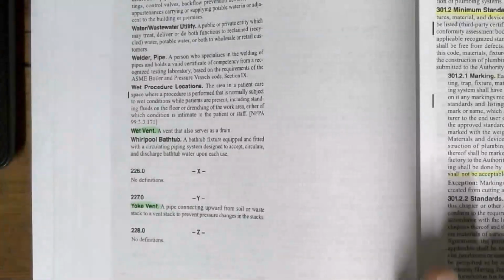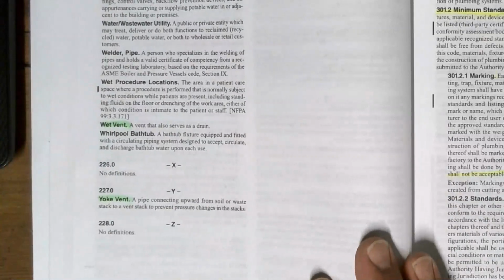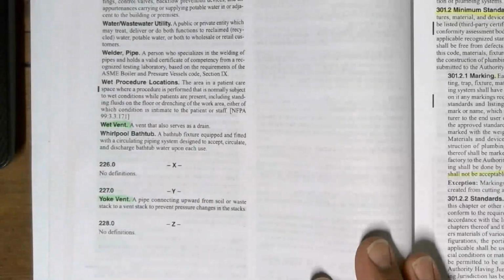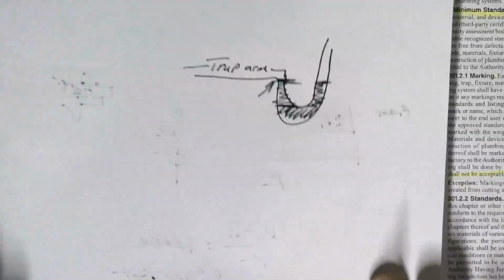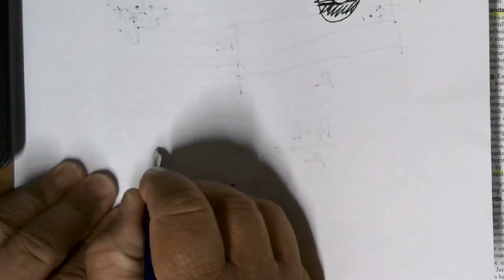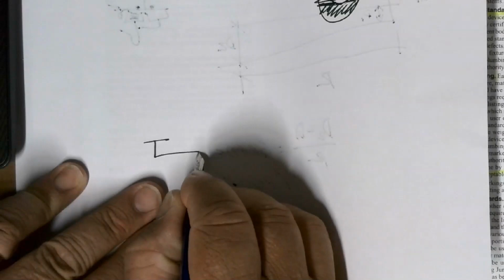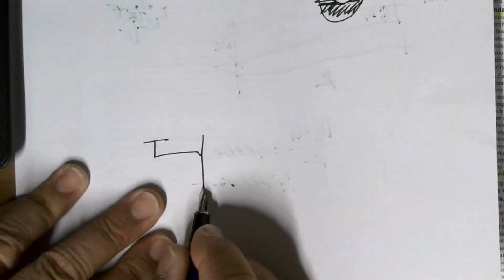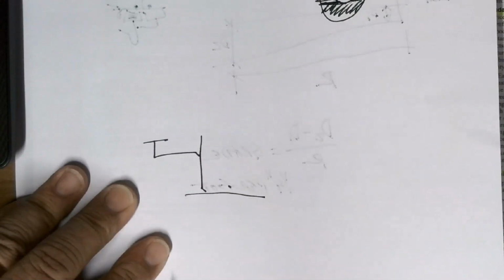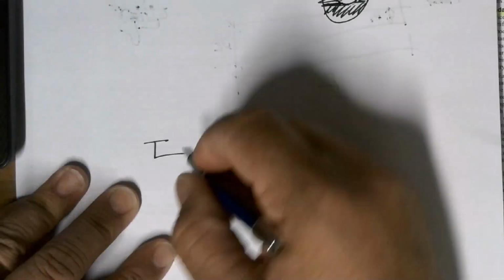Wet vent is a vent that also serves as a drain. A perfect example, a classic example of a wet vent, is a water closet. Let's say that water closet ties into a waste line, right? So this is your vent coming up.